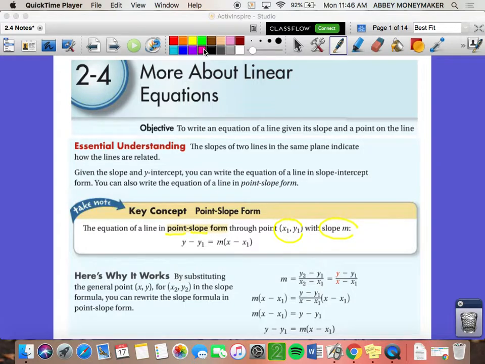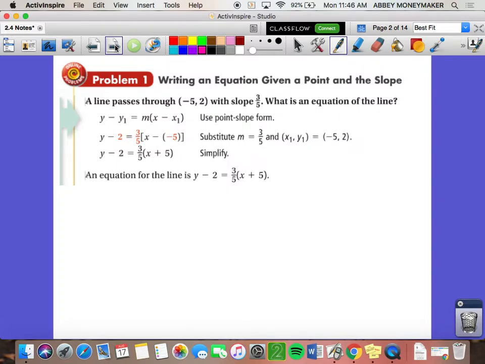Those are the two things you have to have: a point and the slope. If you do not have a point and you do not have the slope, then do not use point slope form. But we're going to see, even if you're only given 2 points, can you still write it in point slope form? Absolutely. But first, we're going to start off real easy, and write an equation given a point and the slope, just to make sure you're following along with us.